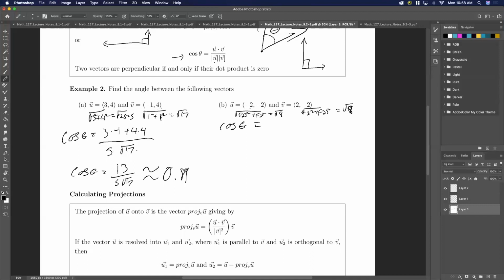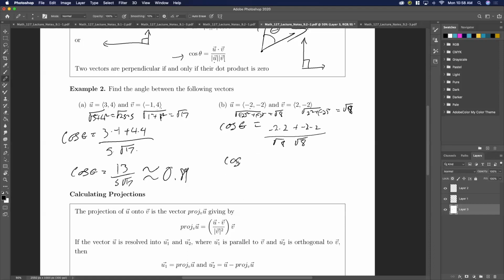Or 2 square root 2, but that's fine. Let's just leave it as the square root of 8, because we're going to multiply them together anyways, and so it makes life easier. So here I'll have -2 times 2 plus -2 times -2, all over the square root of 8 times the square root of 8, or 8, right?